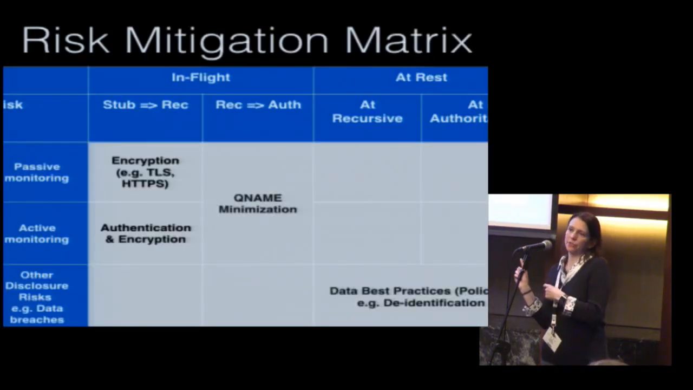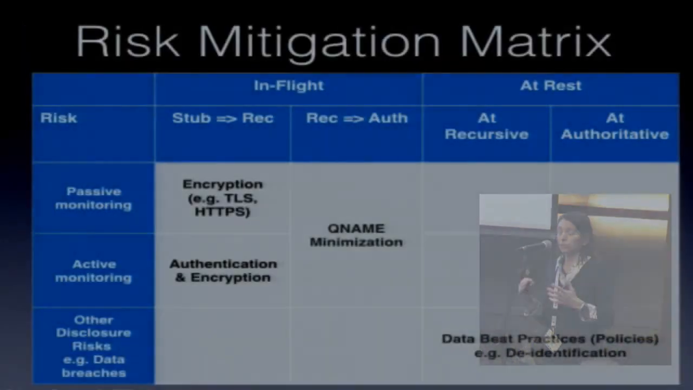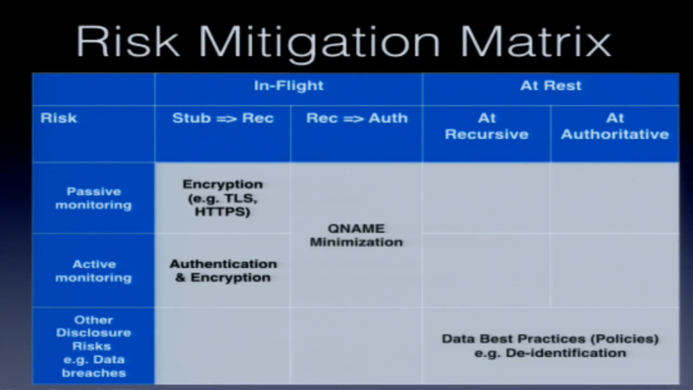So this is the matrix that I showed earlier, where what we're trying to show is the current mitigations that we have for those hotspots. So recursive, stub to recursive, we have encryption and authentication. Today, for recursive to authoritative, we have the mitigation of QNAME minimisation, and we're working on the encryption. And it just recognises that the area of data policies is something we really need to be working on.